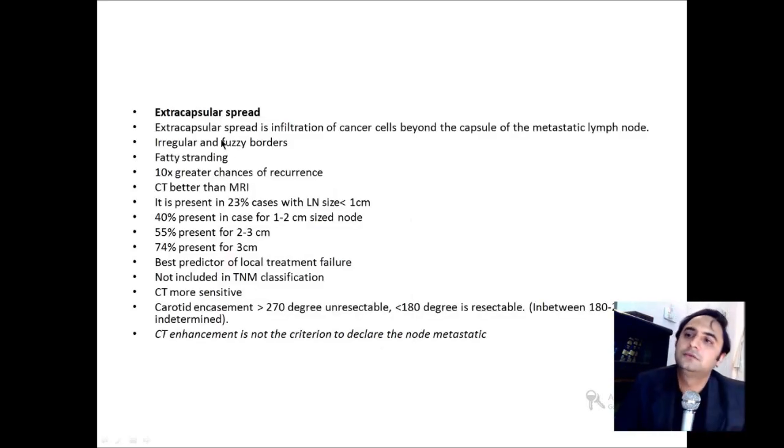Now, extracapsular spread, one of the most drastic factors that dramatically decrease the prognosis of the patient. If you see this, the patient is really in trouble. The extracapsular spread is the infiltration of cancer cells beyond the capsule of the metastatic lymph node. The lymph node will not appear as round. Normally, the lymph node is ovoid in shape. However, if it is pathological, it becomes round.